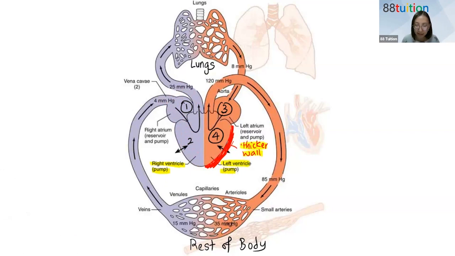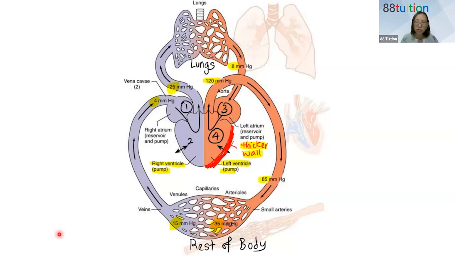Right, but the left ventricle has thicker wall. If you look at the number 120, 120 go down to 85, 85 go down to 35, 35 go down to 15, 15 go down to 4. Then from number 1 to number 2 is a pump, so 4 will go up to 25, then 25 go down to 8. 8 will go to number 3 and number 4, and number 4 is a pump again. Flows from the pump will bring up the pressure from 8 to 120.